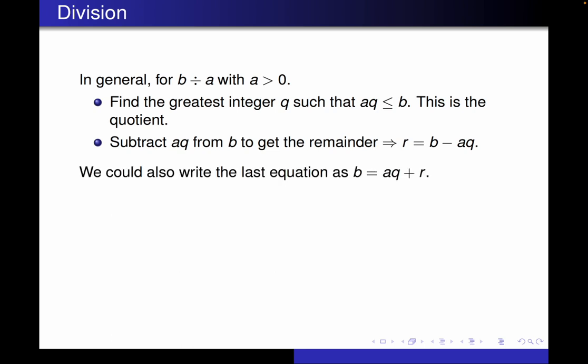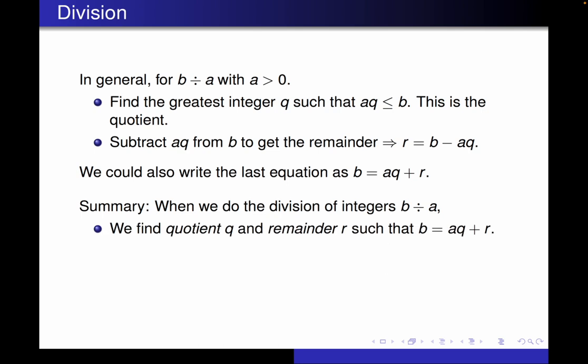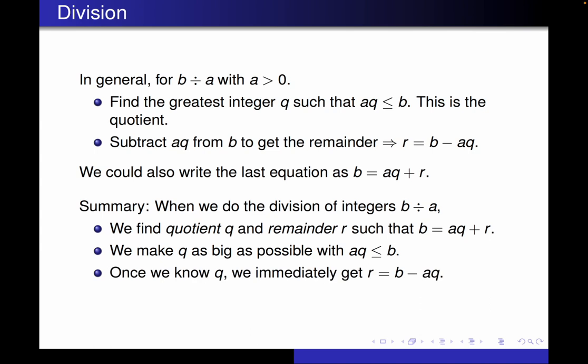And if we wanted to, there's no reason that we have to, but this is how it's going to be stated in the theorem. That equation, r equals b minus aq, is completely equivalent to the equation b equals aq plus r. Those are the same equation, just written in a different form. So our summary is that when we do division of integers b divided by a, we want to find a quotient, q, and a remainder, r, such that b equals aq plus r. We want to make q as big as possible, such that aq is less than or equal to b. And once we know q, we can immediately get our remainder, which is b minus aq.